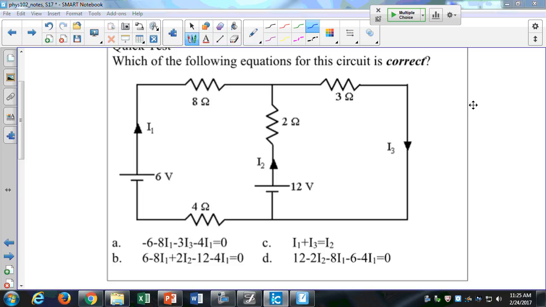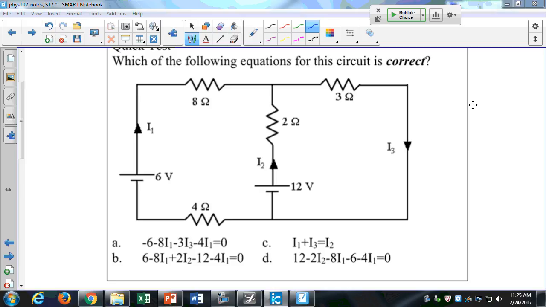Let's look at our junction rule. Just pick a junction, it doesn't matter where, you only have two. The currents coming in is I3, and the currents going out are I1 and I2. So it should say I3 equals I1 and I2. That's not what it says.